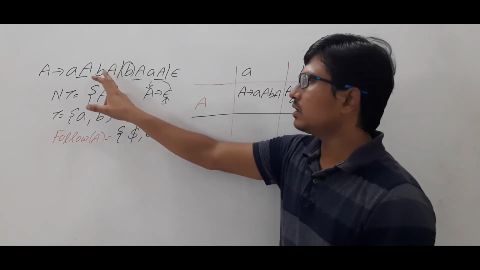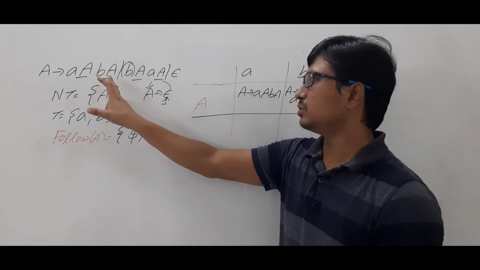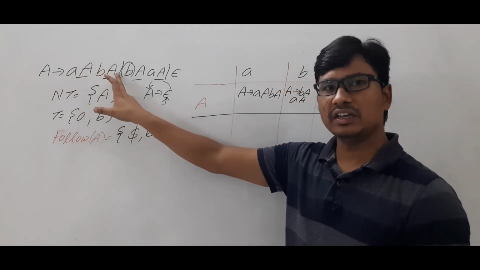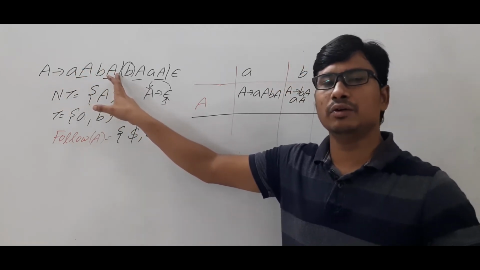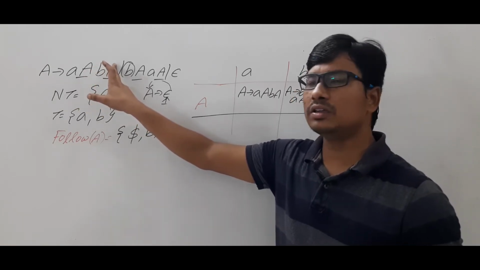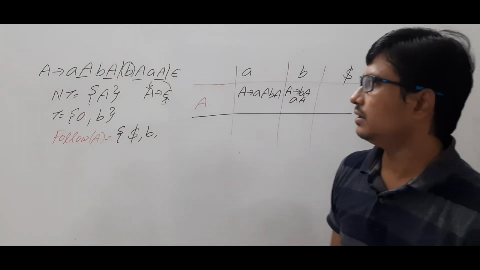After A, nothing is there. Am I right or wrong? So this is a single production, A determines A, B, A. After A, nothing is there. If anything is there, you would have computed the first of that one in this case. If it is not there, anything, follow of A is what? Follow of A only. Is it clear?